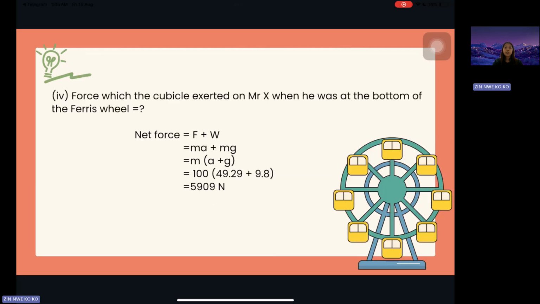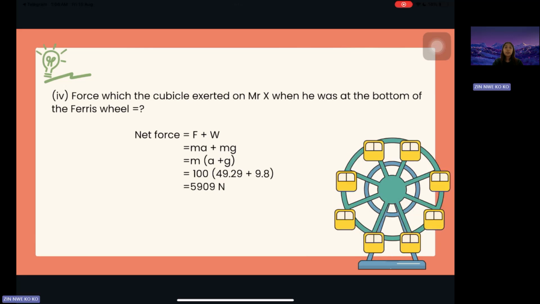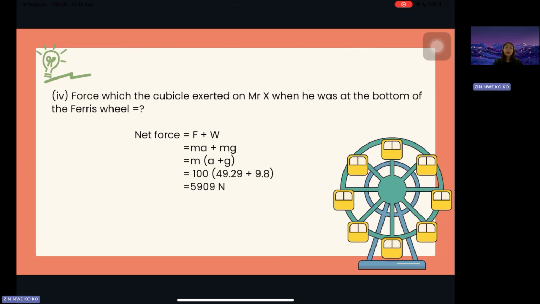So the last question of this topic, question D. In question D, we are asked to find the force which the cubicle exerts on Mr. X when he is at the bottom of the Ferris wheel. At the bottom of the Ferris wheel, two forces act on Mr. X. The first one is the weight W.